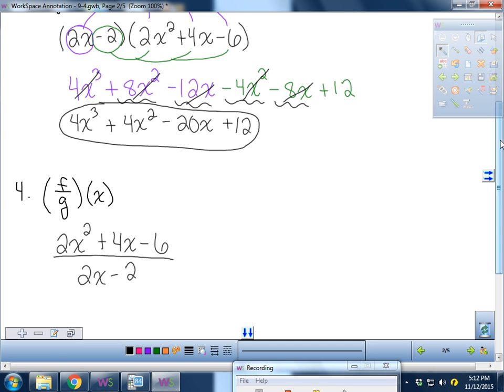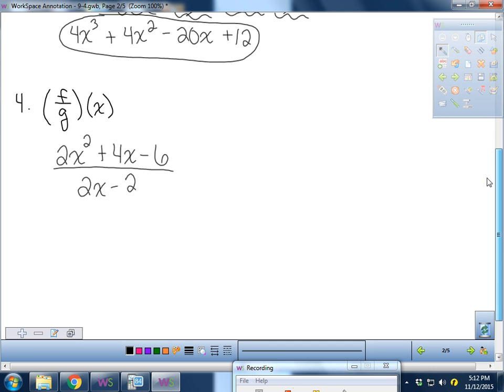Okay. Now, there's always things that you want to notice. So, for instance, if you notice, every single term is divisible by 2. Is it always going to work out like that? No. But in this case, it's going to make things easier for you. So go through and divide everything by 2. So if I divide 2x squared by 2, that's just x squared. If I divide 4x by 2, that's just 2x. If I divide negative 6 by 2, that is negative 3. On the bottom, 2x divided by 2 is just x, and negative 2 divided by 2 is negative 1. Okay?